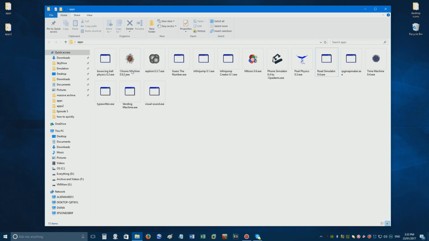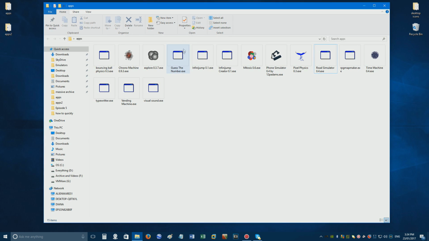Let's check it out. What have we got left? Guess the number. I made this one for a school assignment and I went over the top. You're just supposed to make the computer generate a random number. I got full marks for this. This is something you're supposed to do in 5 minutes, and I spent 3 hours making this super advanced version of what we were supposed to make.